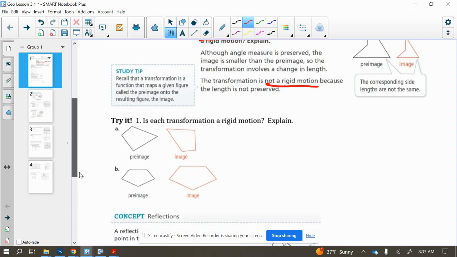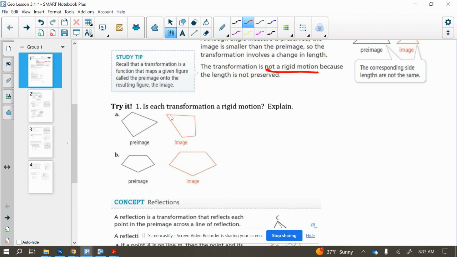So down below, we have two more examples for you. Would this be considered a rigid motion in part A? Here's your pre-image, here's your image. And then in example B, here's your pre-image, here's your image. Is that a rigid motion?